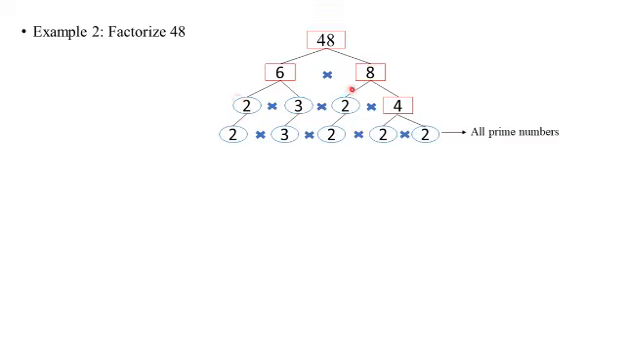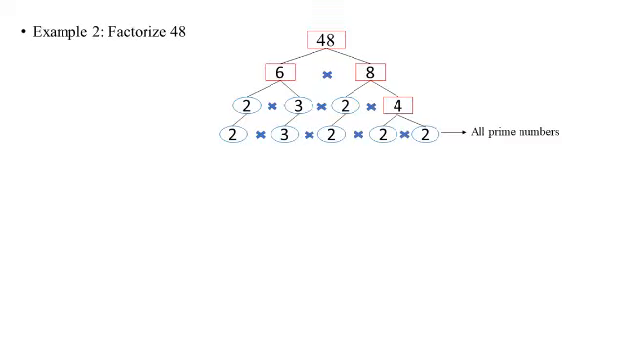Now I move on to 8. 8 comes from 2 times 4. Here 2 is a prime number. I circle 2. In the next step, I will bring down these prime numbers 2, 3 and 2 as it is, and since 4 is composite, I split down 4 as 2 times 2. Since 2 is a prime number, I circle both of them.